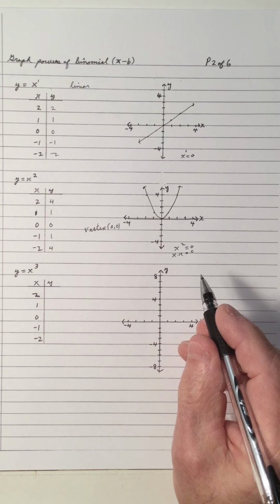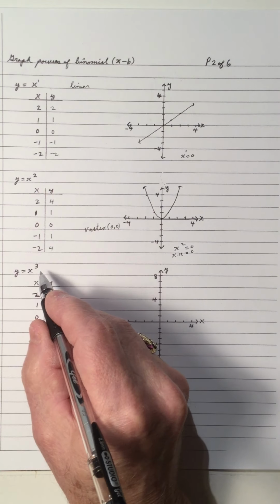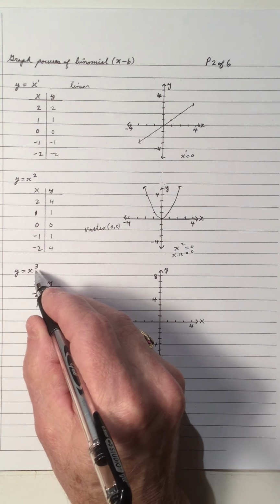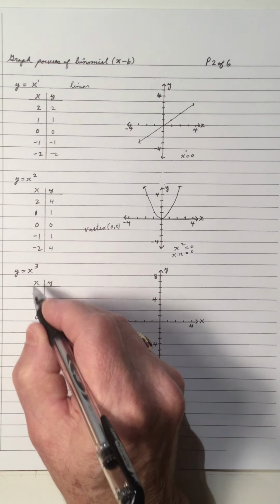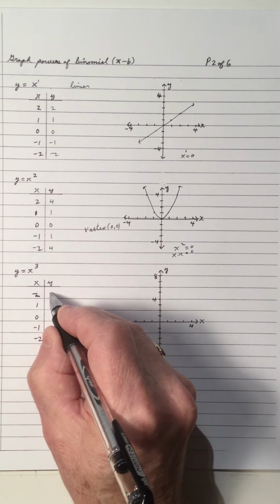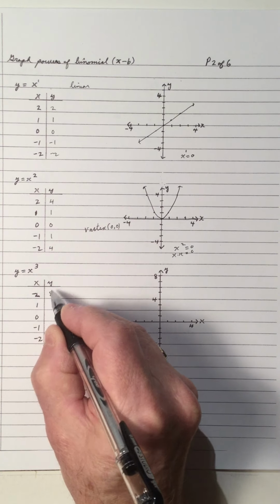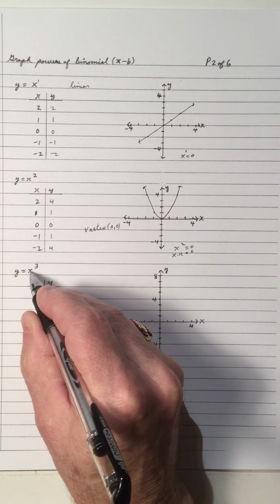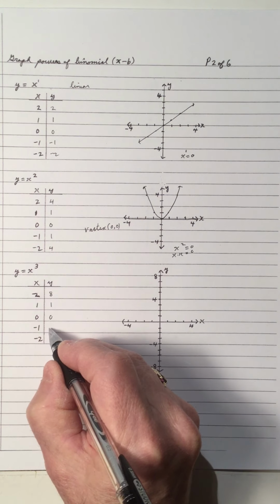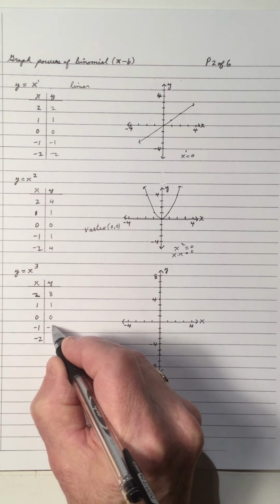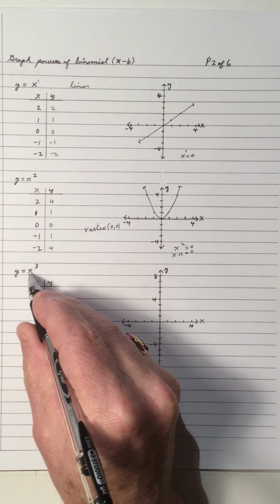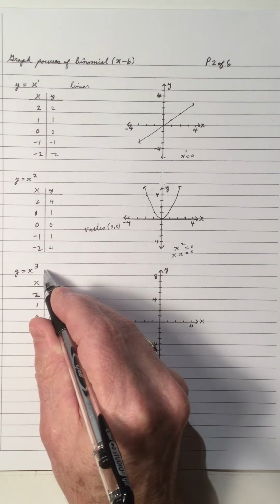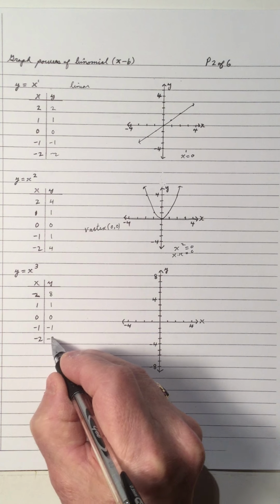And a third one that we haven't discussed yet is the power of x cubed. So if you put 2 in, 2 cubed is 8, 1 cubed is 1, 0 cubed is 0, negative 1 cubed is negative 1, and negative 2 cubed is negative 2 times negative 2 times negative 2, which is negative 8.